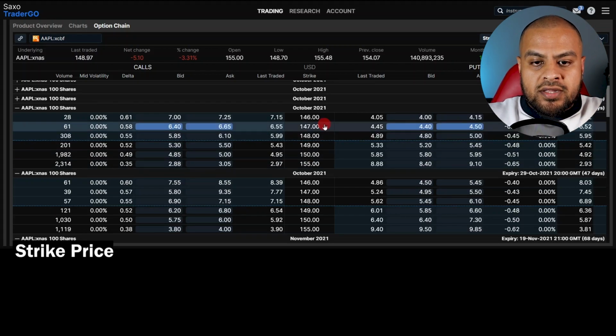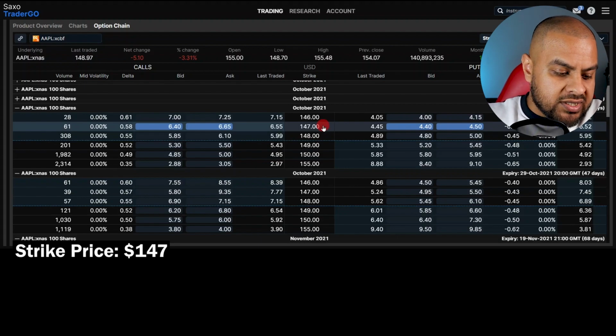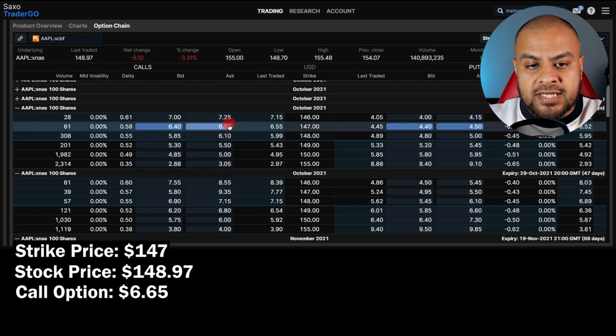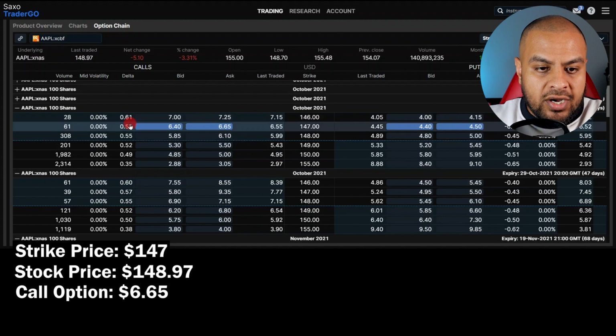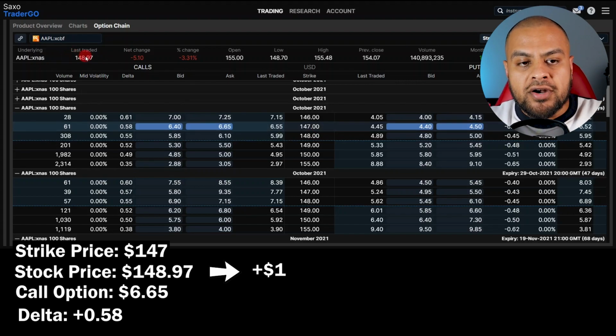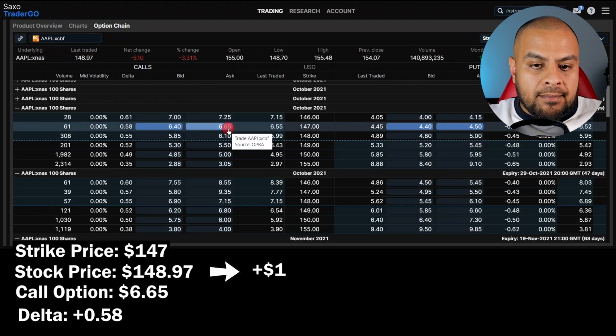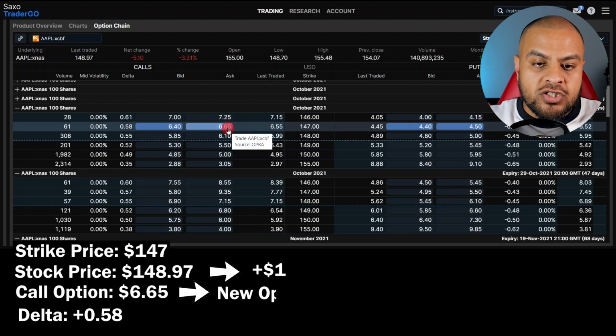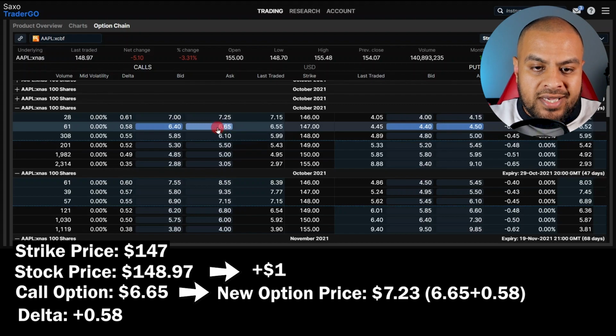So I'm going to choose the strike price of $147. The stock price is $148.97. The call option price is $6.65 and the option's delta we have as 0.58. So let's say the Apple stock price increased by $1. So the stock price now will be $149.97. What that means is the new option price will be $7.23 because what we've done is this 6.65, we've added 0.58 because the stock has moved by $1.